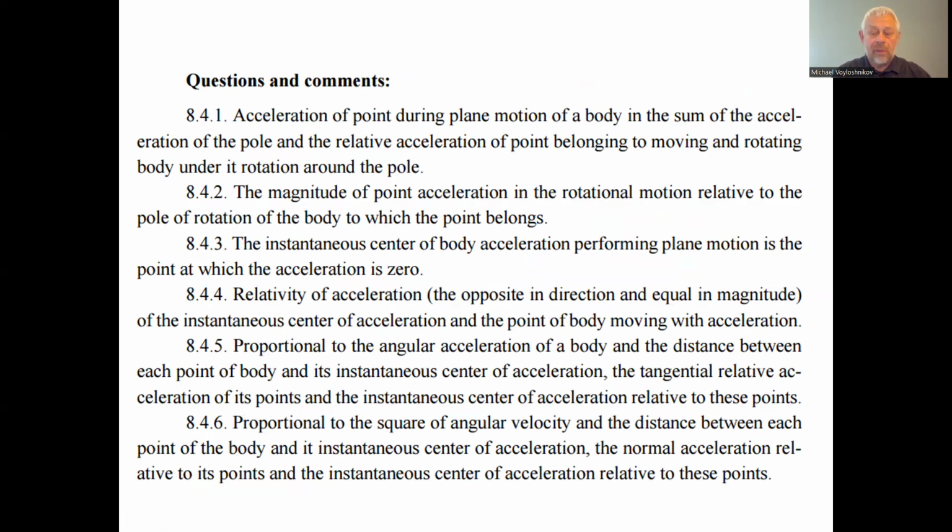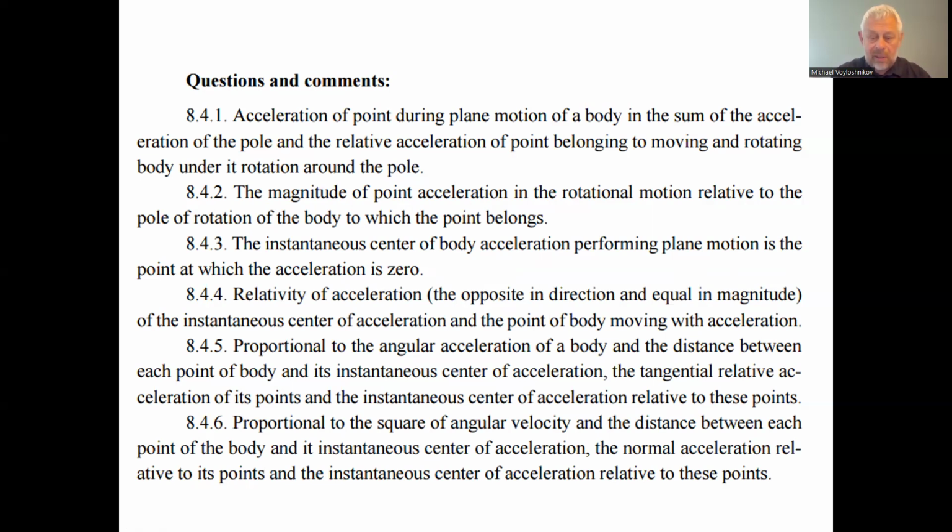Acceleration of a point during the plane motion of a body is the sum of the acceleration of the pole and the relative acceleration of the point belonging to the moving and rotating body under its rotation around the pole. It's just the definition that we can consider the acceleration of any point of the moving and rotating body as a total. If we have any point whose translational acceleration we know, then the translational acceleration of any other point is the total of the acceleration of this first point and the components of the acceleration of the other point relative to the first one.